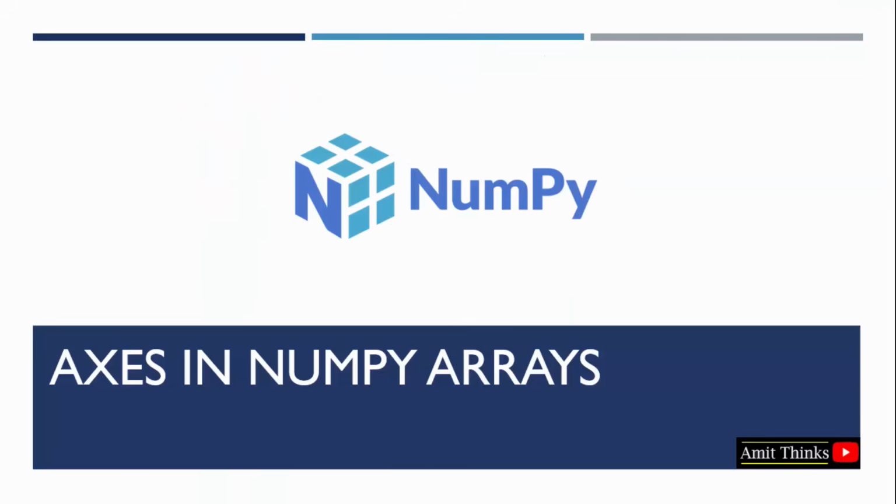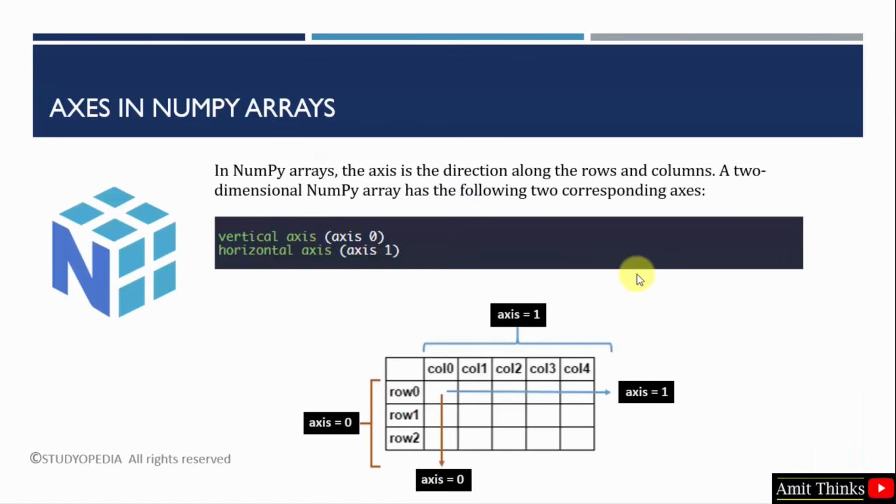In this video we will learn what axes are and how we can easily understand the concept of axes in NumPy. With that we will also see an example. Let's start. In NumPy the dimensions are called axes. The rows are considered along axis 0, that is vertical, whereas columns along axis 1, that is horizontal. Therefore, a two-dimensional NumPy array has the following axes. Let us see an example to understand the concept.